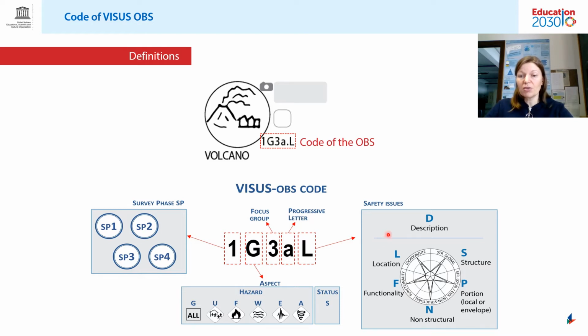But the OBS could refer to a general description, so with a D, to the structure with S, to a portion, to local or envelope with the P, to non-structural elements with N, or to the functionality aspects with the F. So the OBS are somehow connected with the VISUS safety rules we saw and with the VISUS safety issues we saw in the previous presentations.